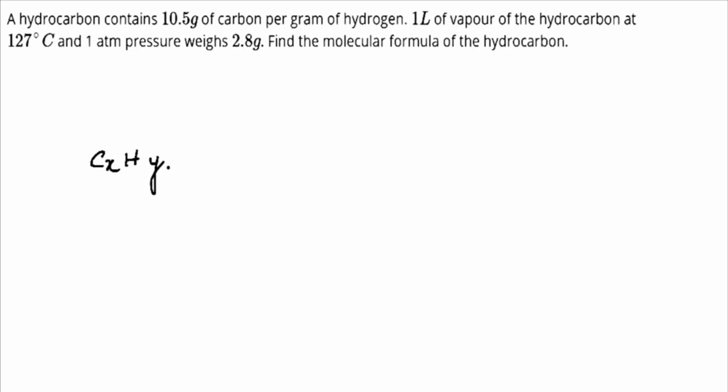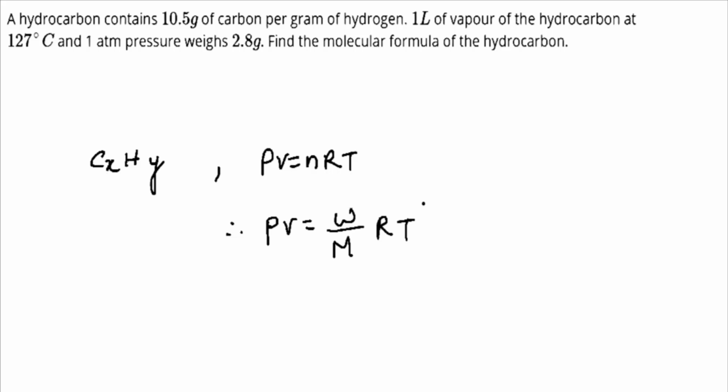CxHy, right? And we know the ideal gas equation, that is PV equals nRT, right? So we can replace the number of moles with weight upon molecular weight. Therefore we can write it as PV equals W upon M into RT, right? Now from the question, pressure equals 1 atm, it is given.